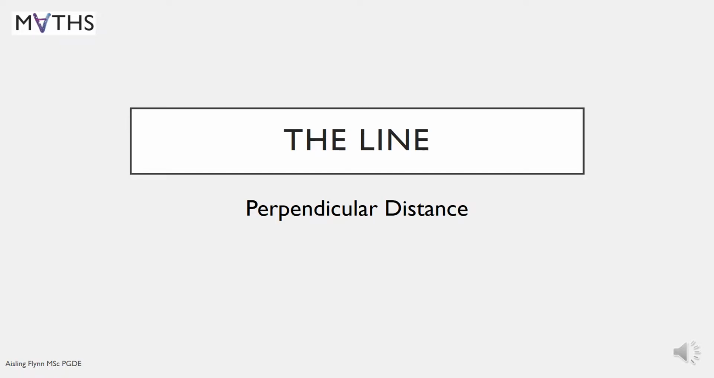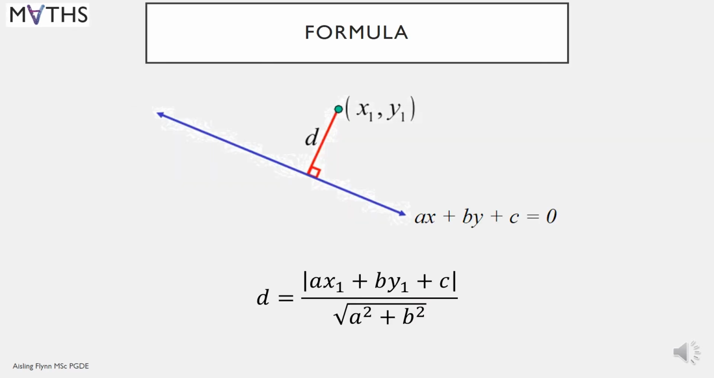And in this video we're going to look at the line and the perpendicular distance. That's the perpendicular distance from a given point to a given line. Okay, and we have a formula to describe that. If the point in question is x1, y1, then the perpendicular distance, that's the red distance d, to a line such as the blue line there, which has the form of ax plus by plus c equals 0, well, the distance can be calculated by the formula given here.